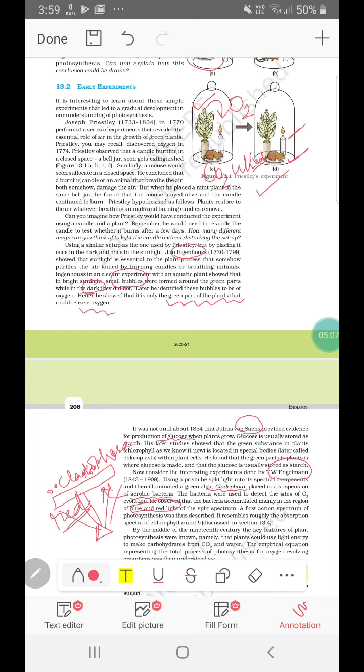So these were the early experiments which are discussed over here. You should know Priestley's experiment, and the Ingenhousz, Sachs and Engelmann experiments.